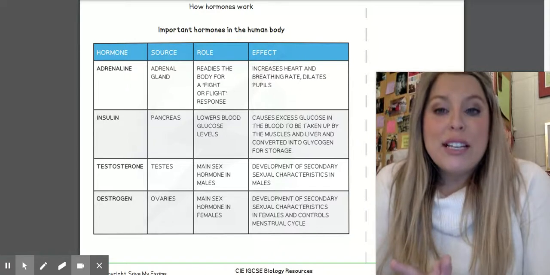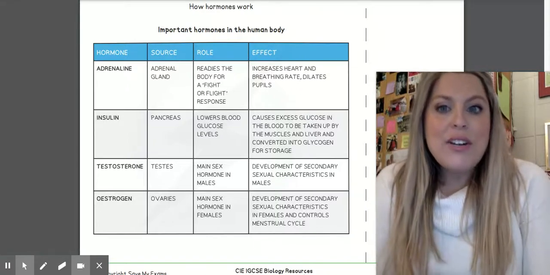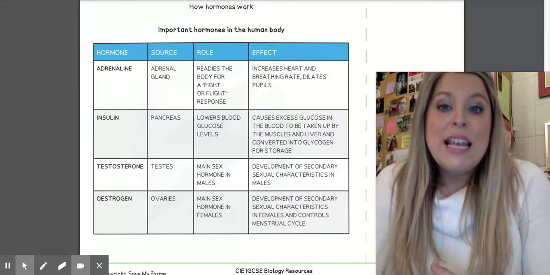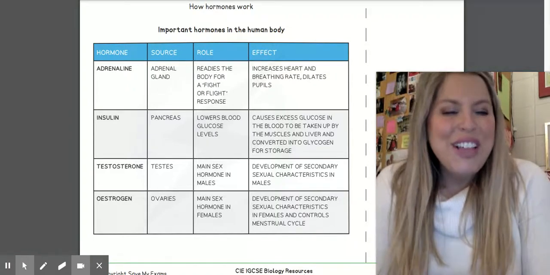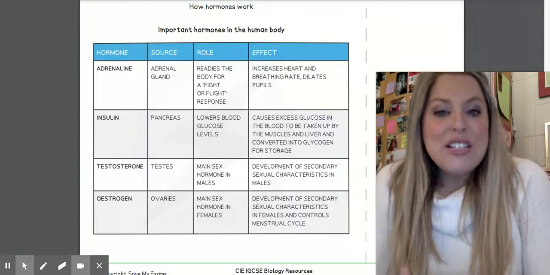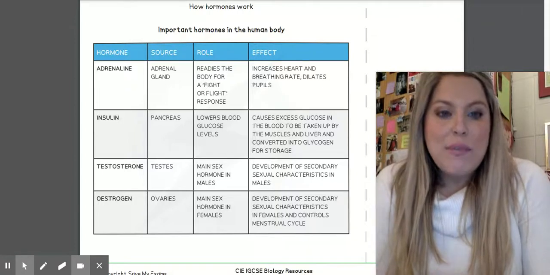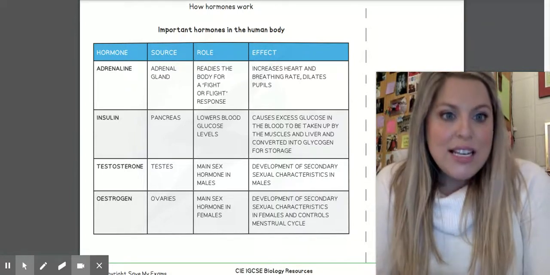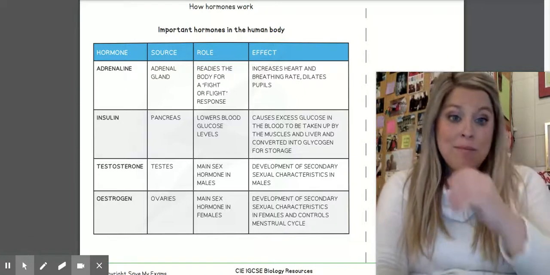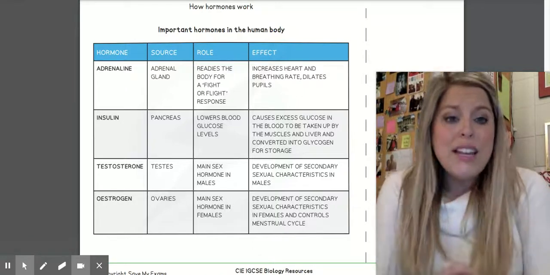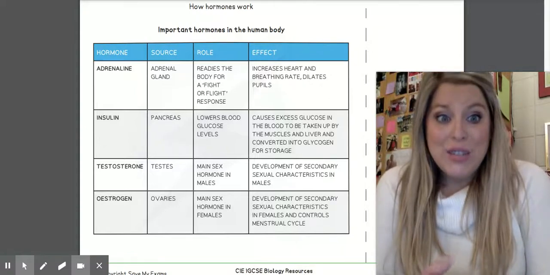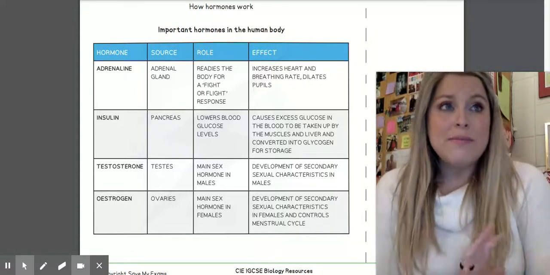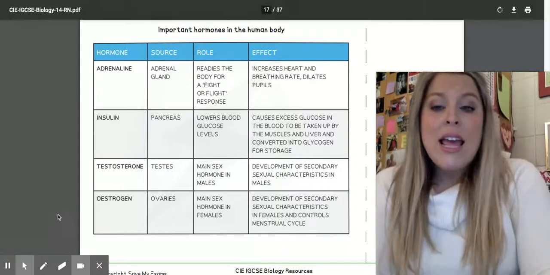Now, for adrenaline, like I said earlier, this is produced in the adrenal gland, and it readies the body for a fight or flight response. It increases heart rate, breathing rate, dilates the pupils. Ultimately, adrenaline is what we naturally create to help us with survival, especially if any of us ever find ourselves in circumstances where we need adrenaline to make a quick decision on how to handle something.